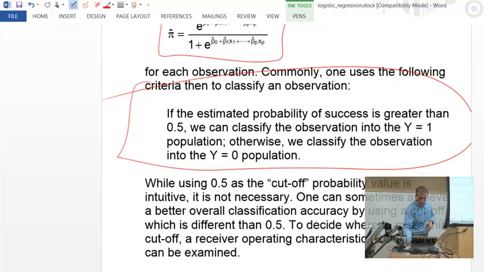A tool that we're going to use to make this judgment of what we should use for a cutoff probability is what's called a receiver operating characteristic curve, or ROC. That's the way that people typically refer to this. They don't call it the ROC curve, for example. It is an ROC curve.